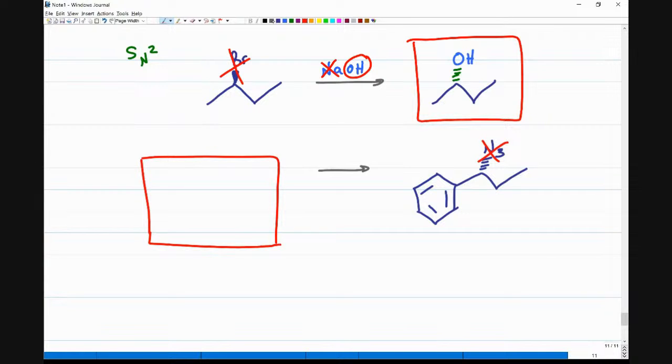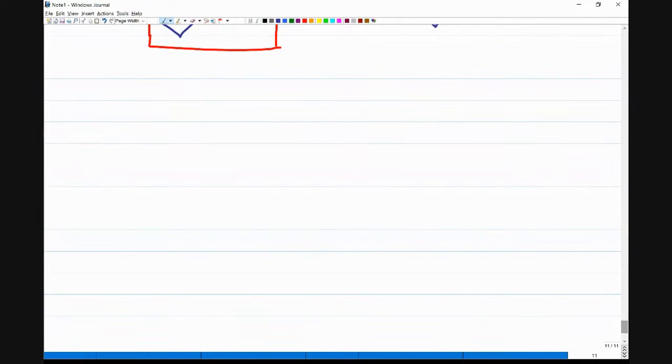Cross out your leaving group. You redraw your skeleton exactly as you see it. And then, because I have dashes, if it's chiral, make sure to draw a wedge and give it a leaving group. In this case, bromine, because why not? That covers SN2. What if we have SN1?